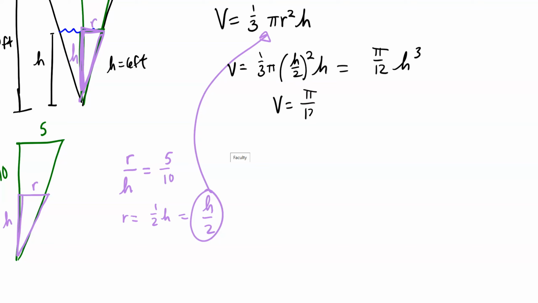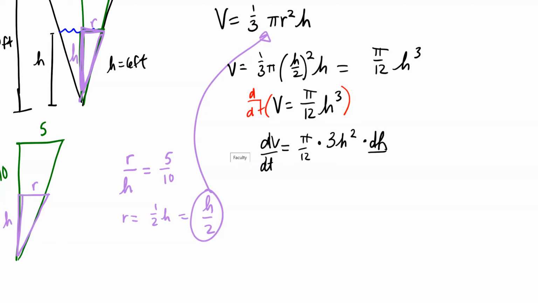Volume is pi over 12 times h cubed. Cool. Let's see how volume is changing with respect to time, because that's what we're really trying to find. So let's take d/dt of both sides. So dV/dt, aka the rate at which our volume is changing, is going to be pi over 12 times 3h squared times dh/dt, because chain rule.